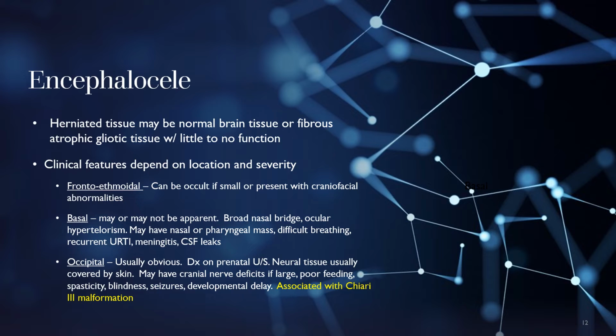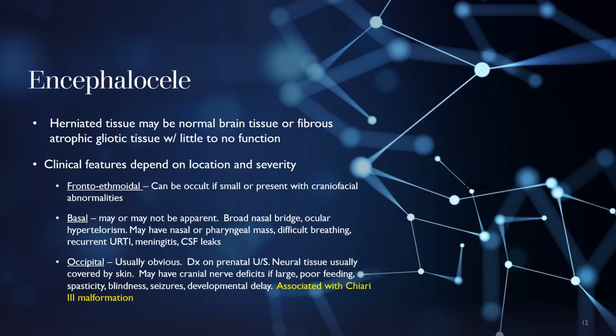They may have a broad nasal bridge, ocular hypertelorism, so spacing out of the eyes, as well as nasal or pharyngeal masses, which can cause airway obstruction and difficulty breathing. They may have recurrent upper respiratory tract infections, and these basal encephaloceles are at higher risk for meningitis and CSF leaks. Lastly, occipital encephaloceles are usually most obvious and seen on prenatal ultrasound.